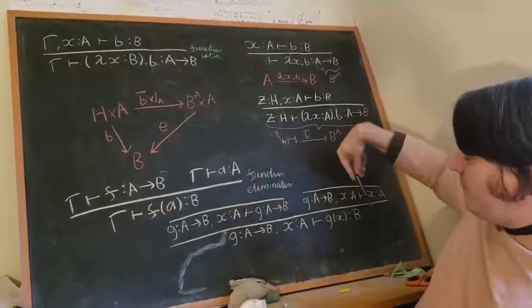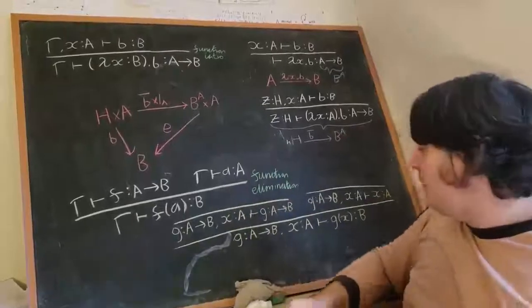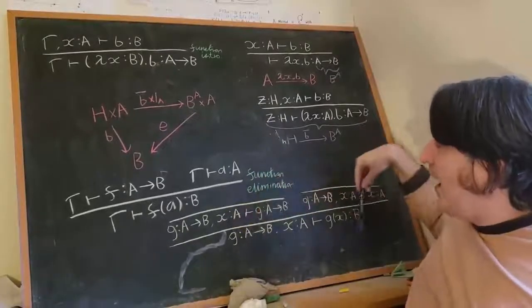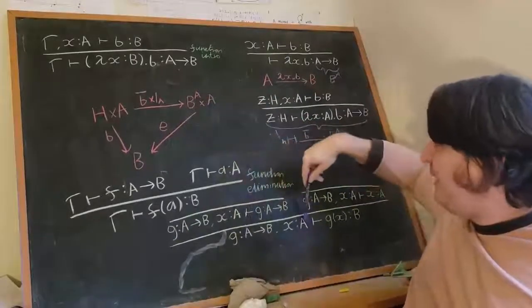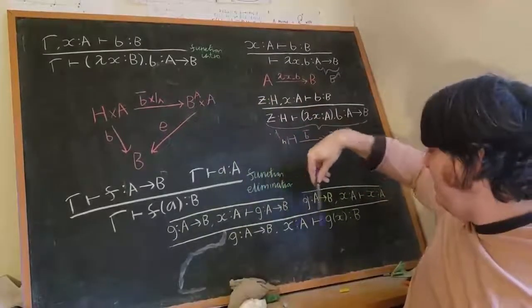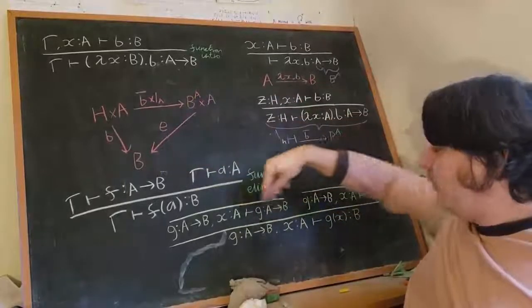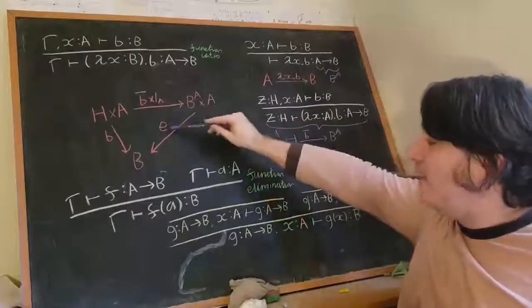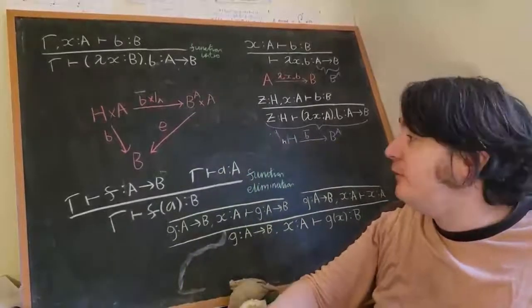So look at this bottom expression. Thinking about this as a function, it takes in a function from A to B, and it takes in a value x of type A, and it returns a value g of x of type B. So this is really our evaluation arrow associated with our exponential objects.